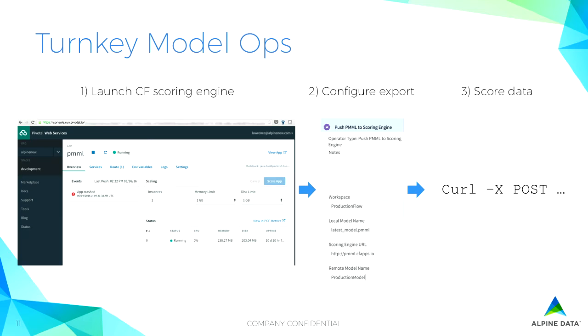So what does this look like in real life? Well, basically, we're managing all our Cloud Foundry scoring engines from a single pane of glass. Very easy to stand them up, bring them down, modify them, scale them up, scale them down. You then simply configure in our software the name of the model you want to push and the URL of the scoring engine. That's it. It gets invoked overnight, automatically gets pushed.